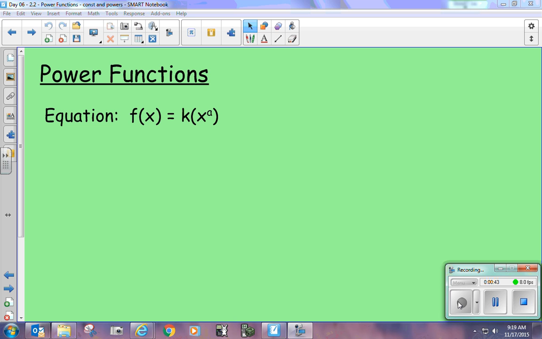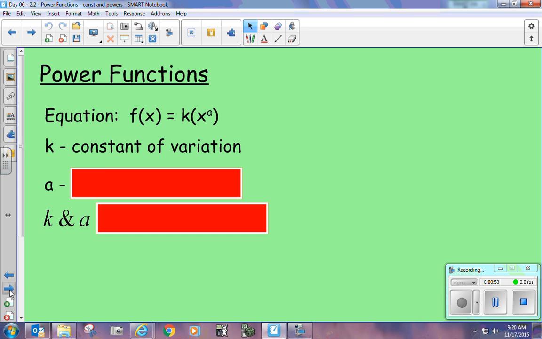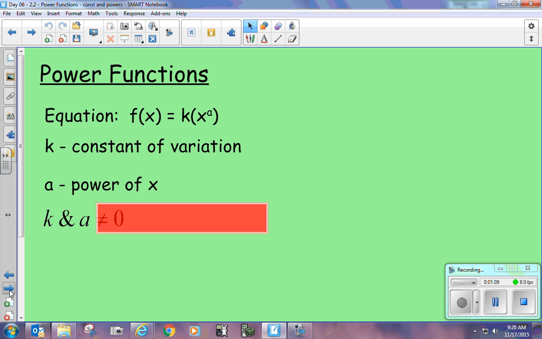So, what do all these things represent? Well, k is a constant of variation. That's some constant, and it's not a variable. It is a constant, okay? A is the power of x. It's the exponent, right? And k and a should not equal 0.